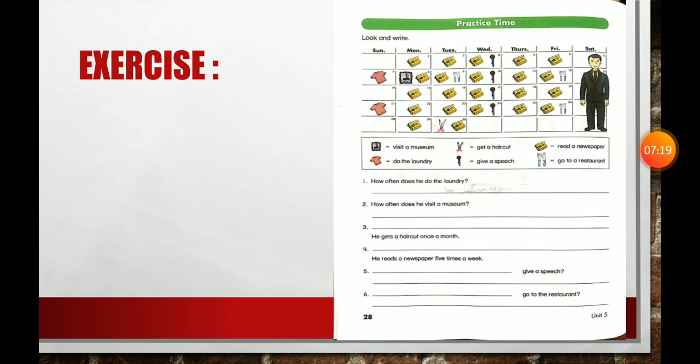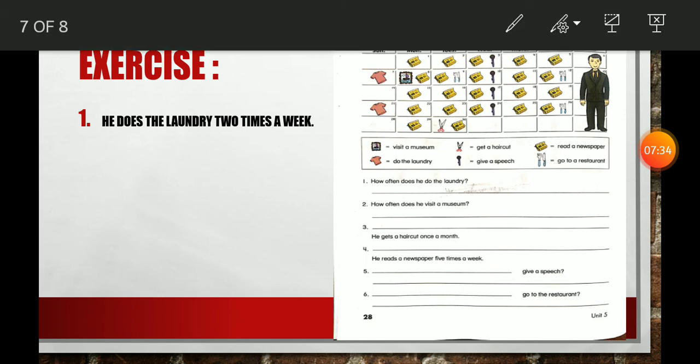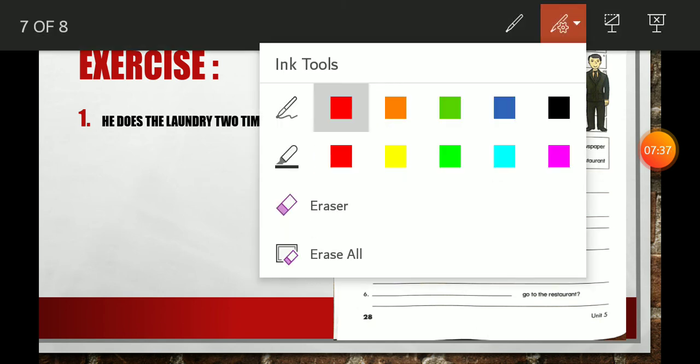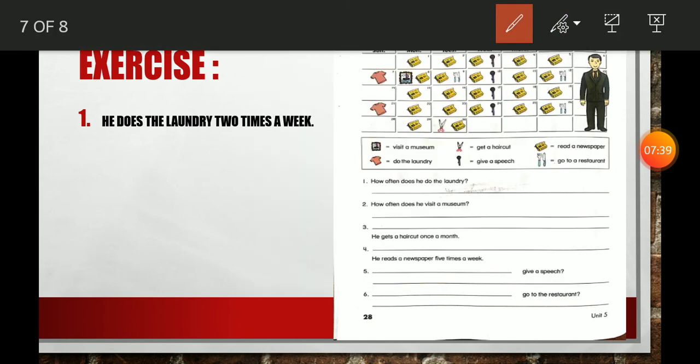Let's see. This is the picture of the laundry. 2 times. He does the laundry 2 times a week, which means twice a week. So, please cancel 2 times and write twice a week. Okay, TWICE.